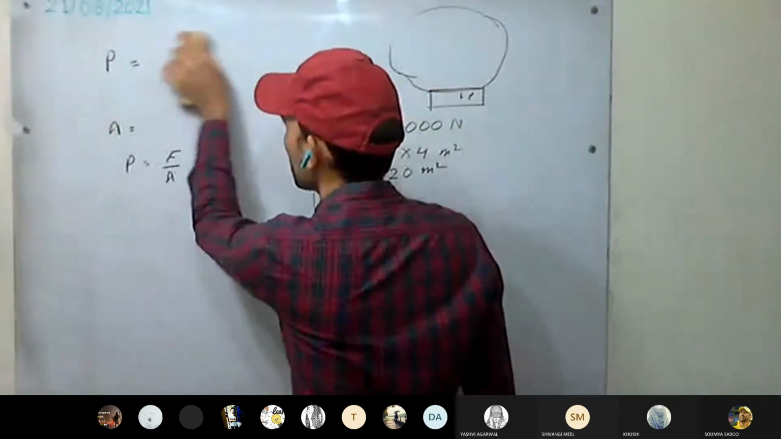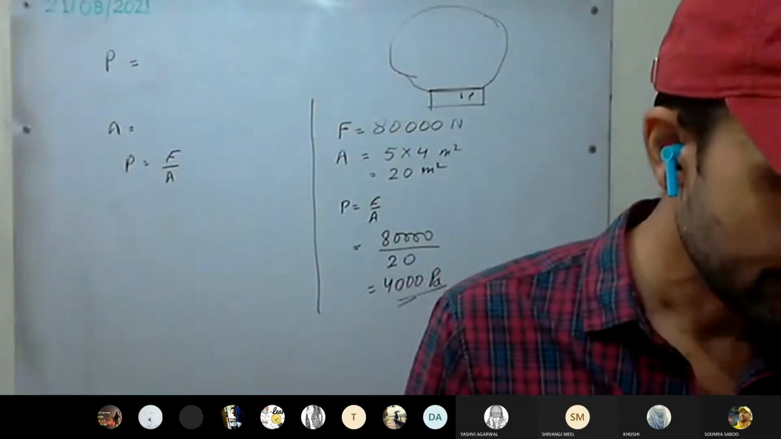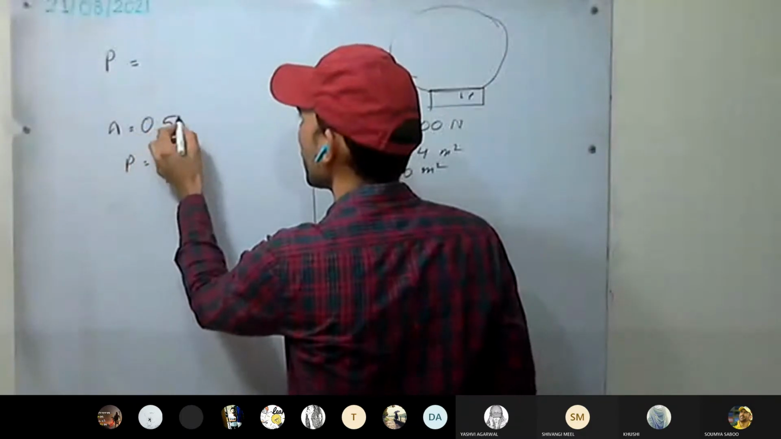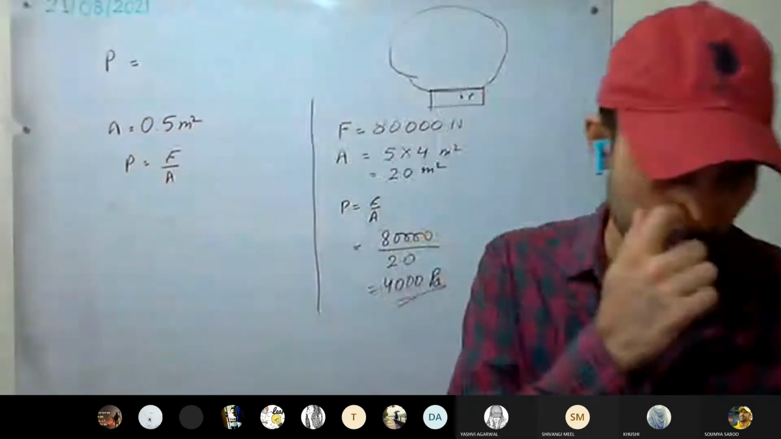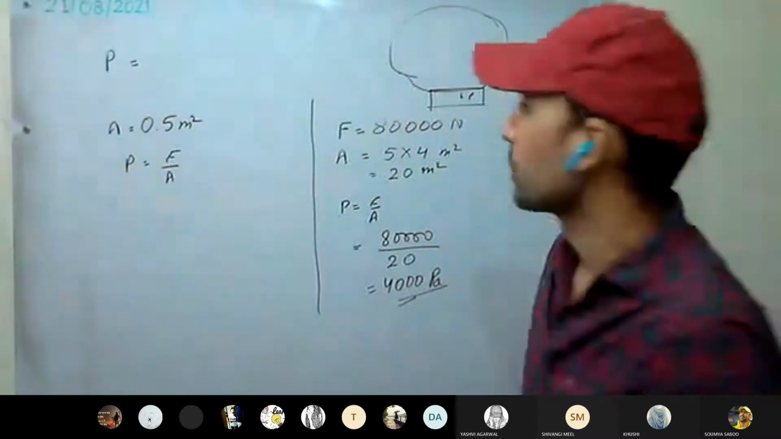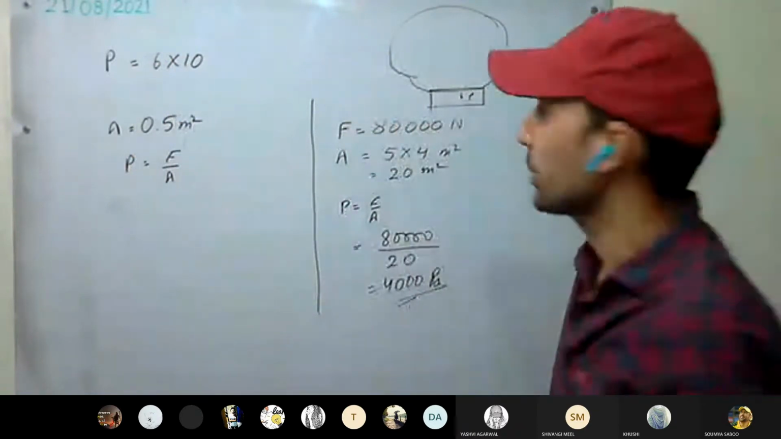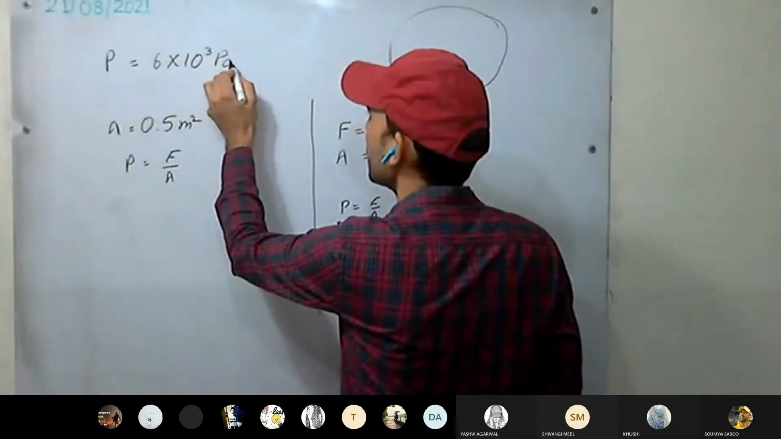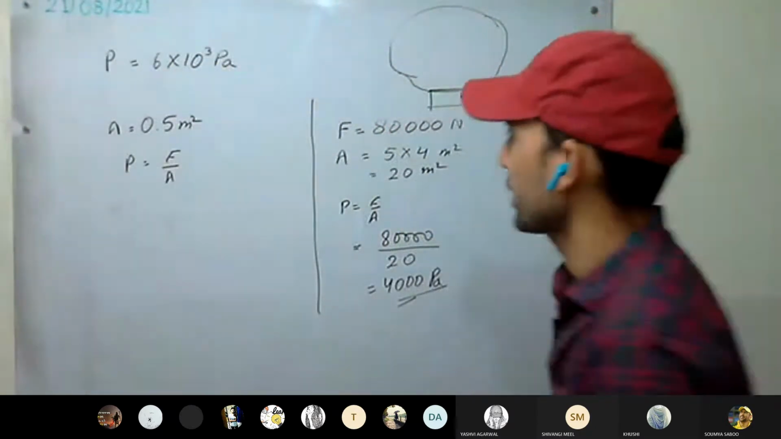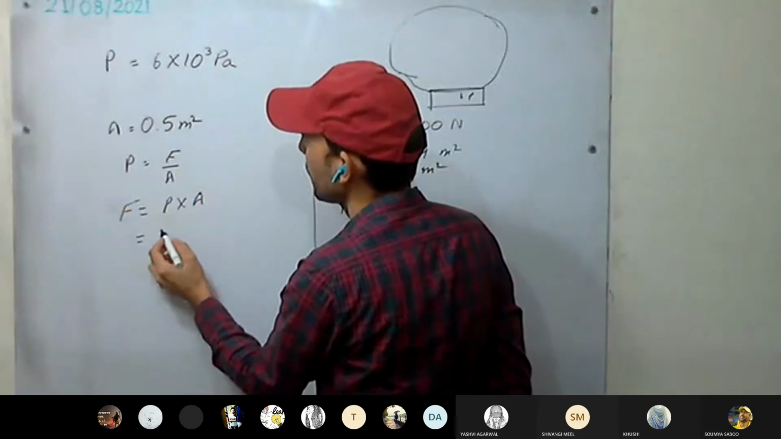Force we have to calculate. So pressure exerted on the surface of area 0.5 meters square due to an object placed on it is 6 into 10 raised to power 3 pascals. And you have to calculate the thrust acting. Thrust means nothing but force. Force equals pressure into area. Calculate and tell me as well.